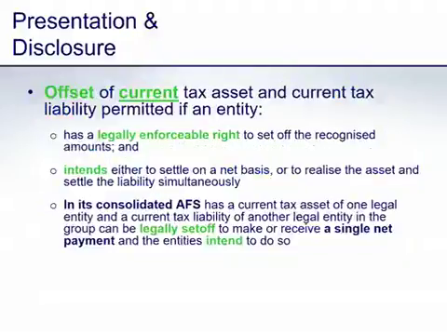Still on the topic of presentation and disclosure, an entity must offset current tax assets and current tax liabilities if it has a legally enforceable right to set off the recognized amounts, and it intends to either settle these amounts on a net basis or realize the asset and settle the liability simultaneously. In group accounts, you would only offset current tax assets of one entity and current tax liabilities of another entity if there's a legal right of set-off and the entity is able to make or receive a single net payment and has the intention to do so.